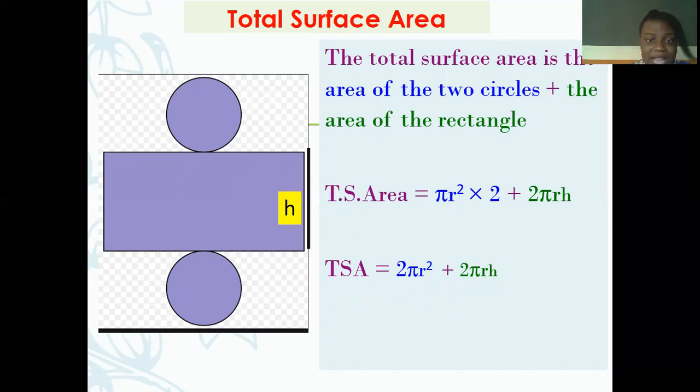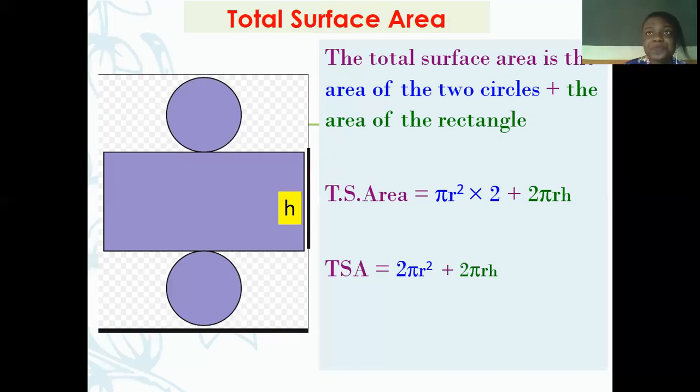It's 2 pi r squared, and then plus 2 pi r h. Now, I want you to know that this formula applies specifically to a cylinder that has the 2 circles, the top and the bottom. What about a scenario where we have one side open, like this cup? We have one side open, just one side down is closed.